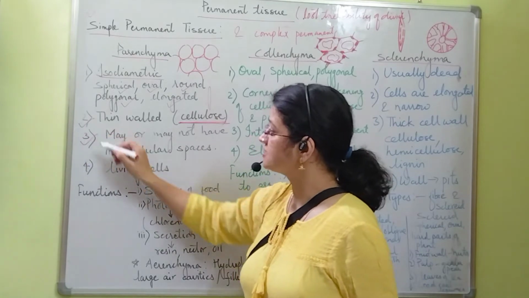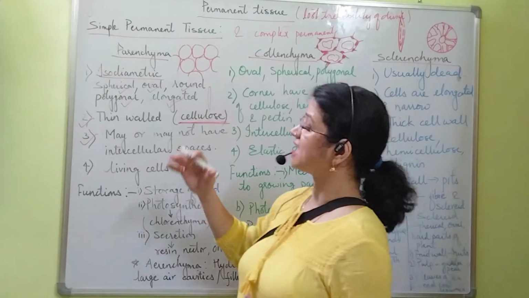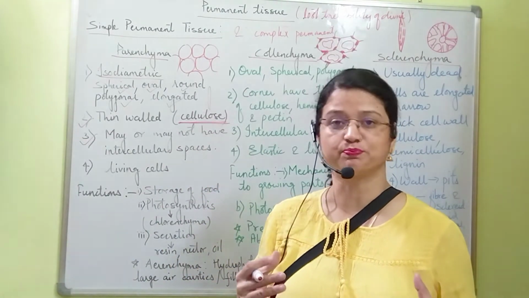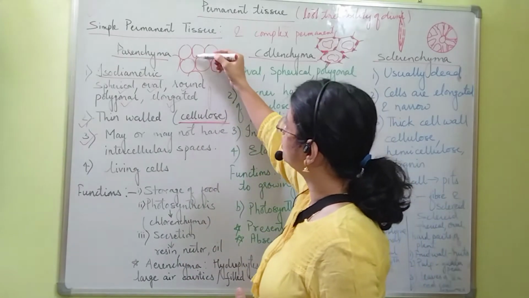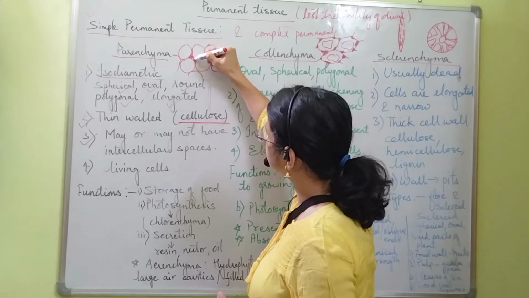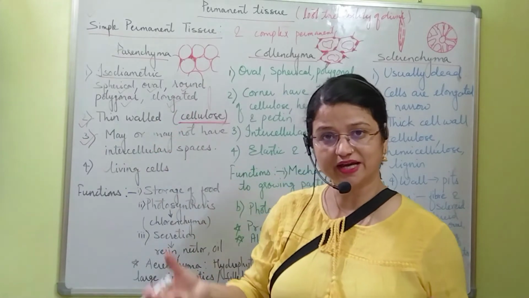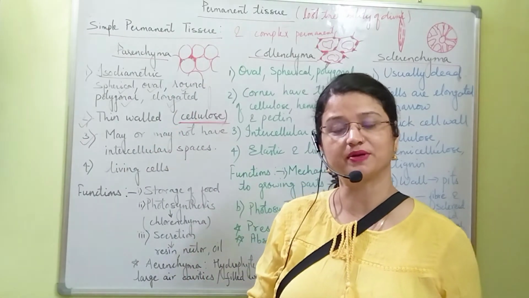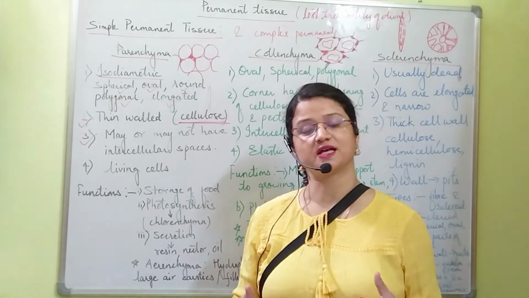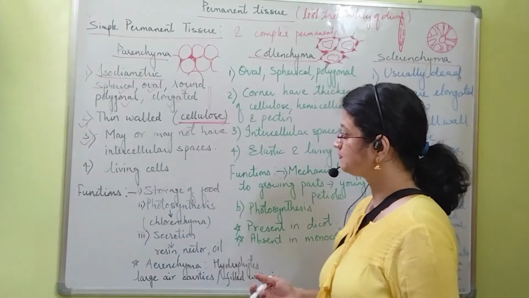Next characteristic is they may or may not have intercellular spaces. When the cells are compactly arranged, there will be no intercellular spaces between them. But if they are loosely arranged, we can see what is present here. This is the intercellular space. So when the cells are loosely arranged, intercellular spaces are present, but when compactly arranged, intercellular spaces are absent.